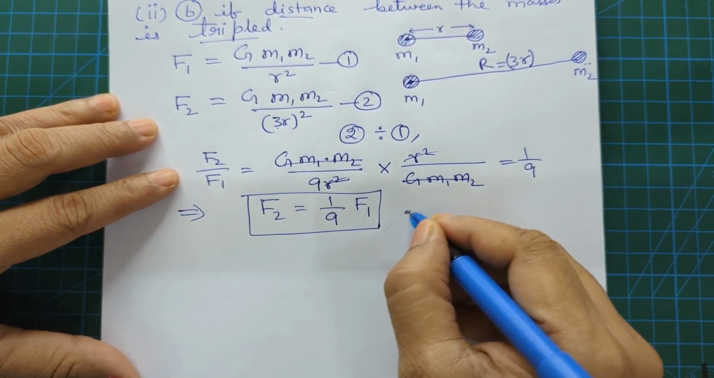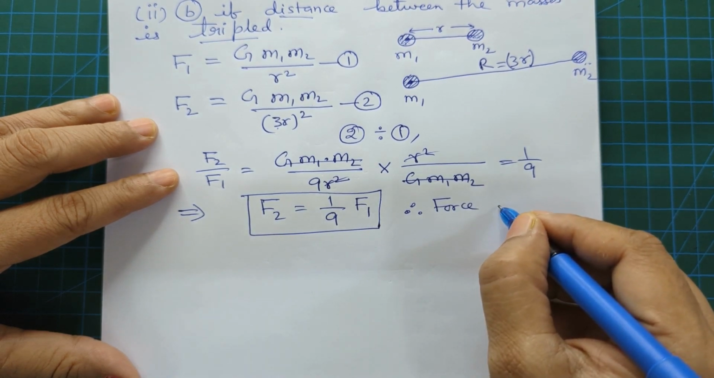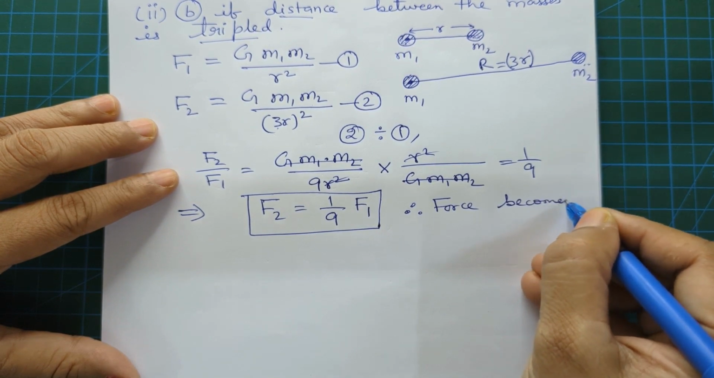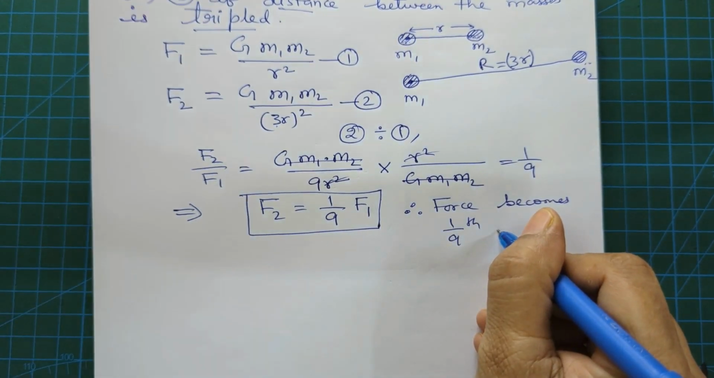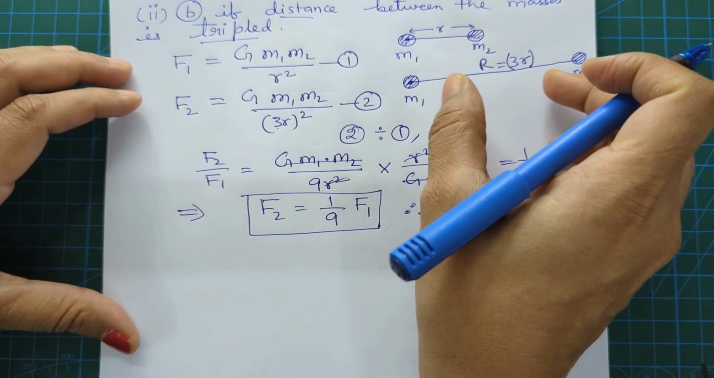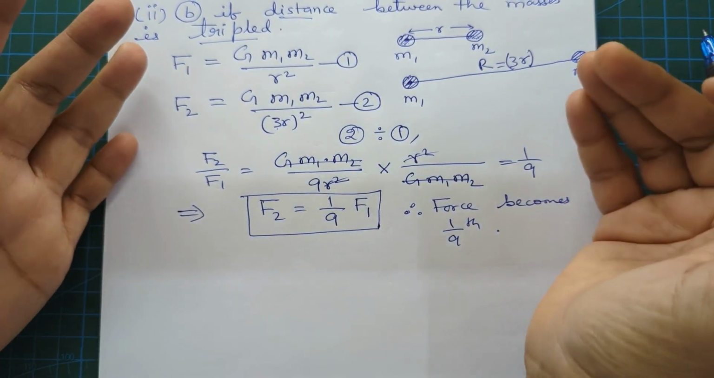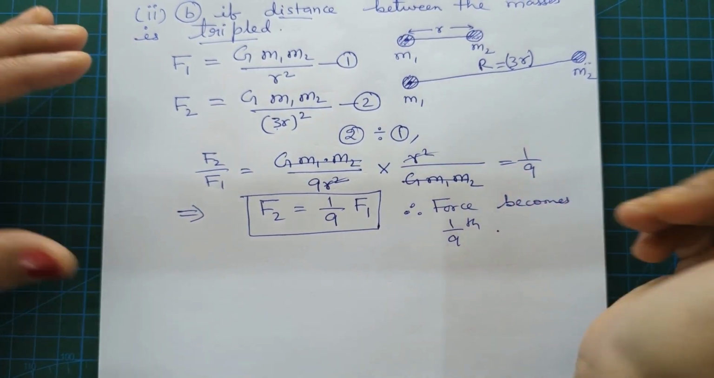So what happens to the force of gravity? Force of gravity becomes 1/9 the initial force of gravity. That means if the distance of separation is further, earlier it was doubled, now it is tripled, that much far. If objects are far, force of gravity reduces. So before it was 1/4, now it is 1/9.